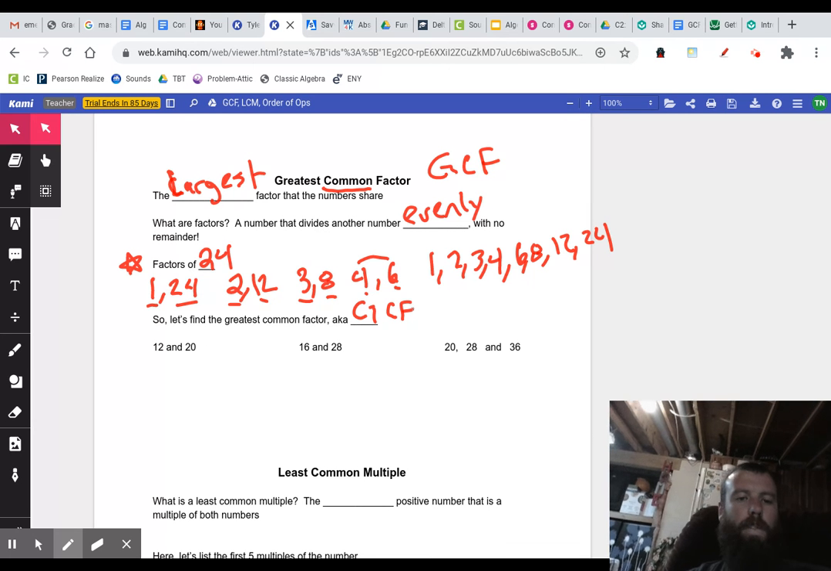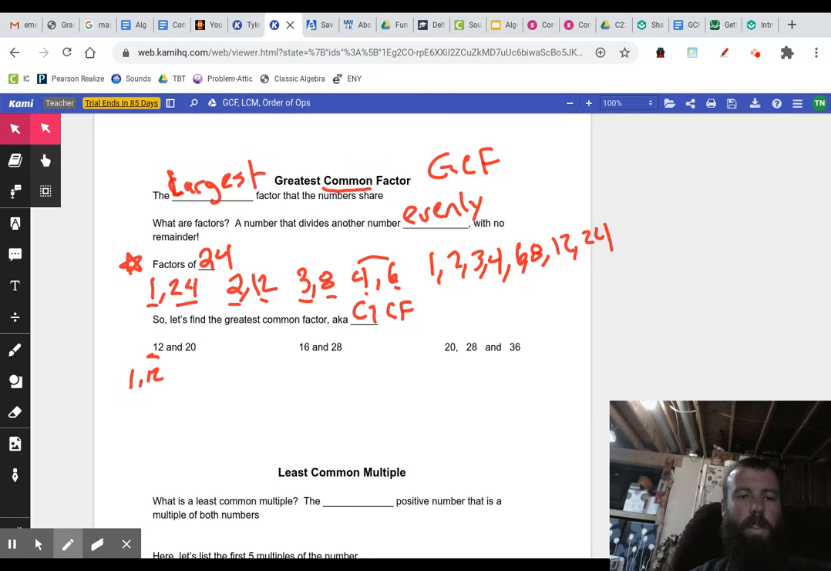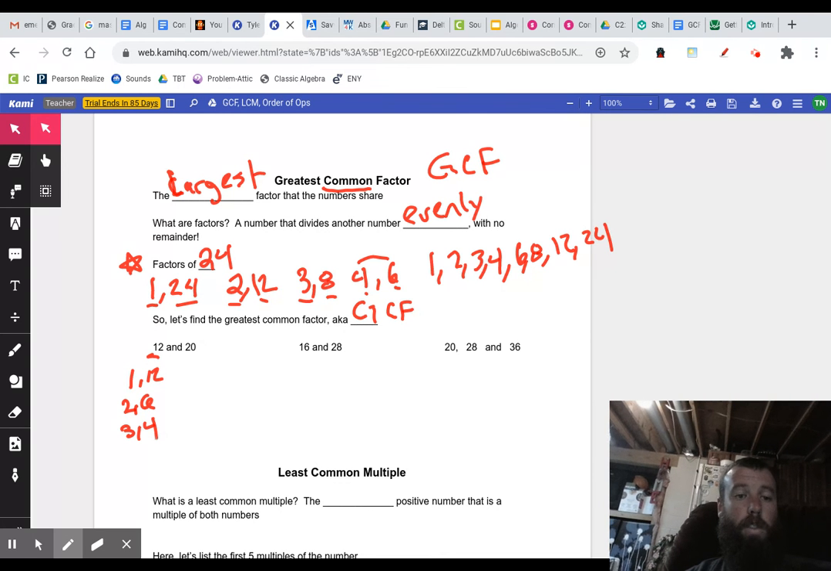All right, the factors of 12 and 20. The best way I think you can do this is just to look at these numbers one at a time. The factors of 12, write them: 1 and 12, because 1 times 12 is 12. 2 and 6, because 2 times 6 is 12. And 3 and 4, because 3 times 4 is 12. There are no more factors of 12.